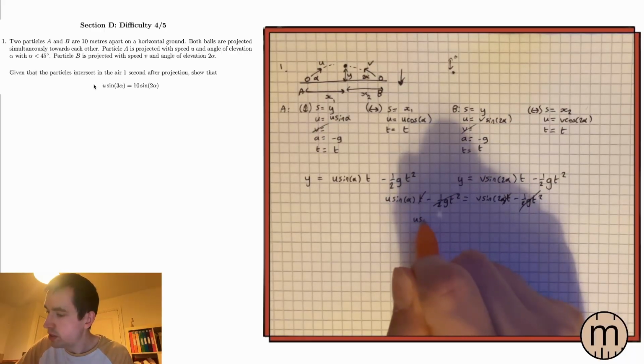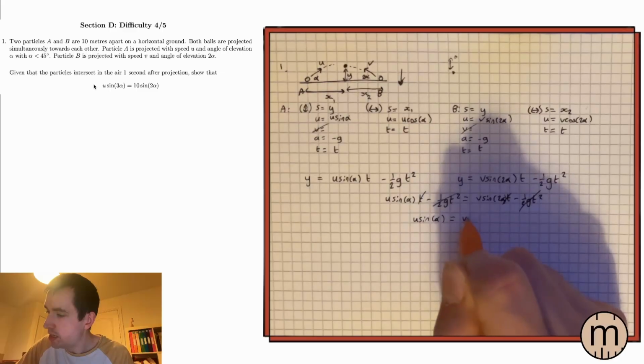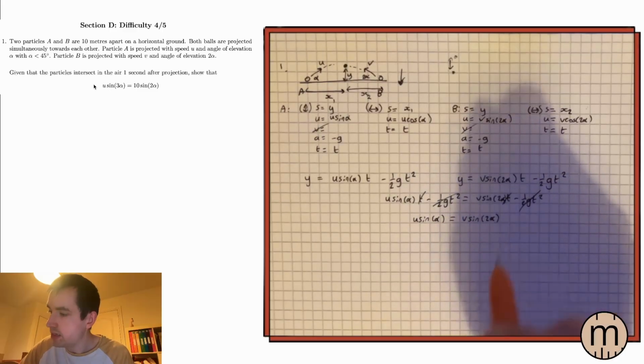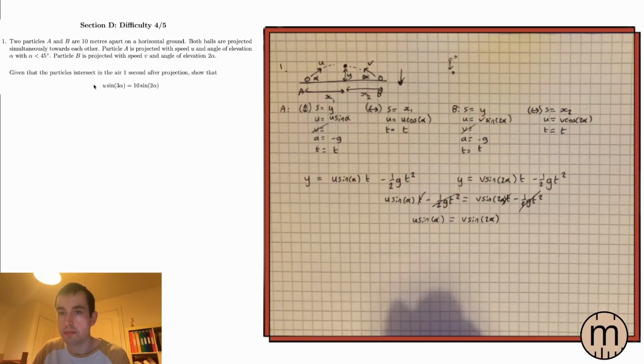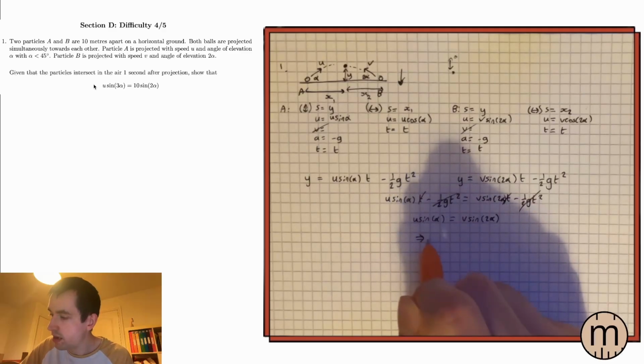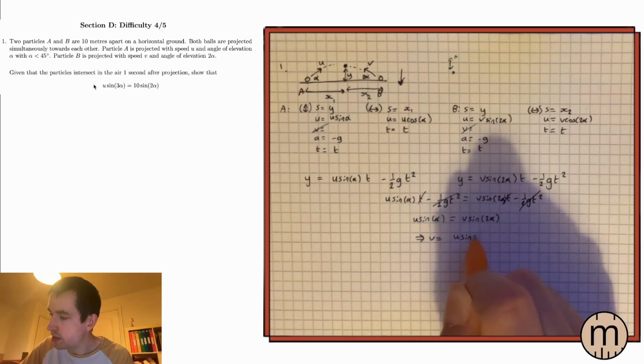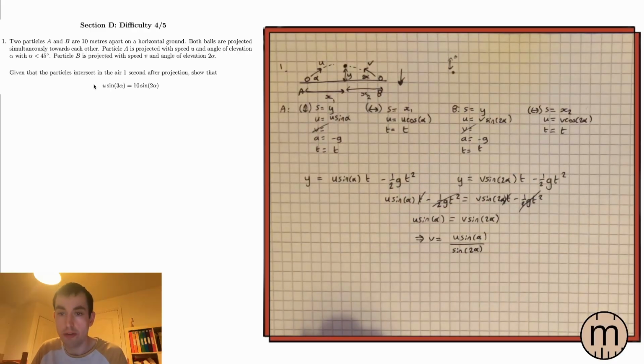So this tells us that U sine alpha must be equal to V sine 2 alpha, which means that v is going to be equal to u sine alpha over sine 2 alpha. And that's going to help us get to the final answer.